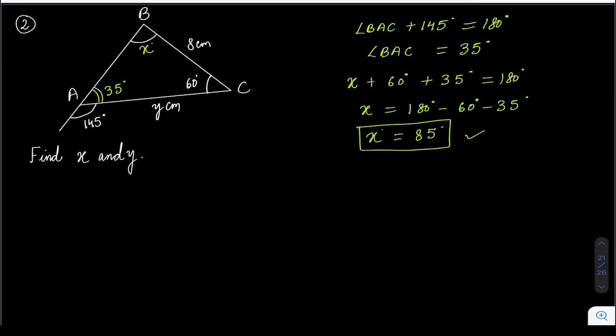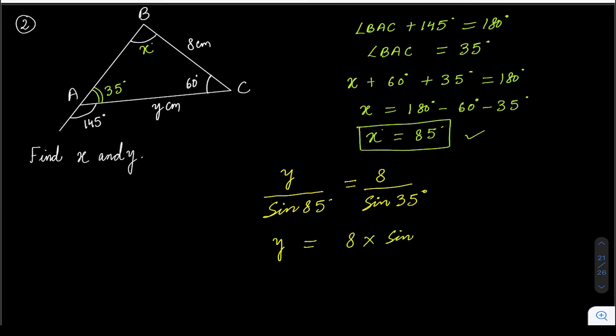Okay, so let's take the side Y divided by the sine of the angle opposite to Y. What is the angle opposite to Y? That is X. So sine of 85 degrees is equal to, let's take another side, 8 divided by sine of the angle opposite to 8, which is 35. So from this, my Y value is 8 times sine of 85 degrees divided by sine of 35 degrees.